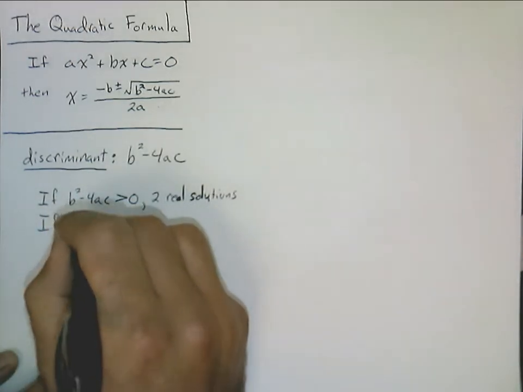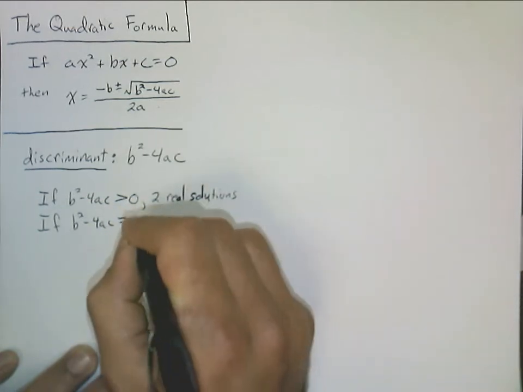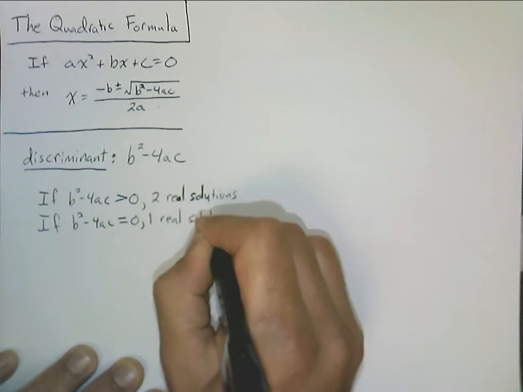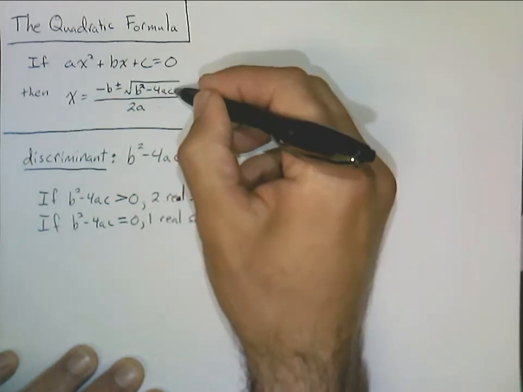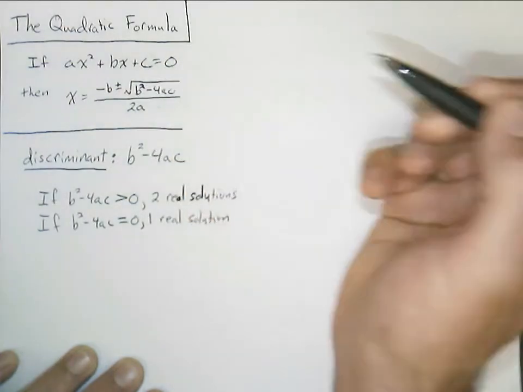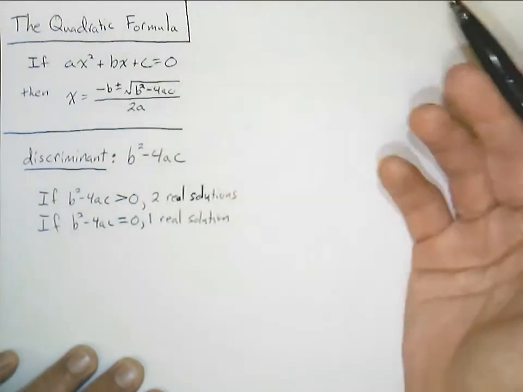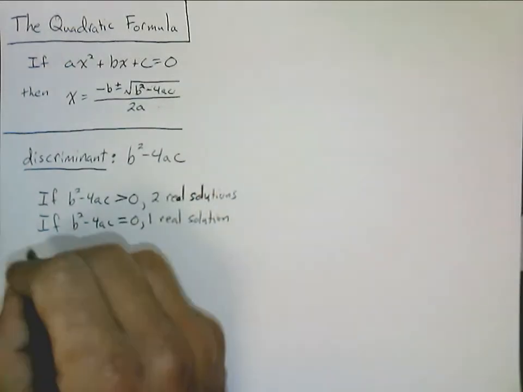If b squared minus 4ac happens to equal 0, then we have one real solution. The reason being, if what's inside here is 0, the square root of 0 is 0, and adding 0 and subtracting 0 from something are the exact same thing. So you don't get two different solutions, you just get the one.